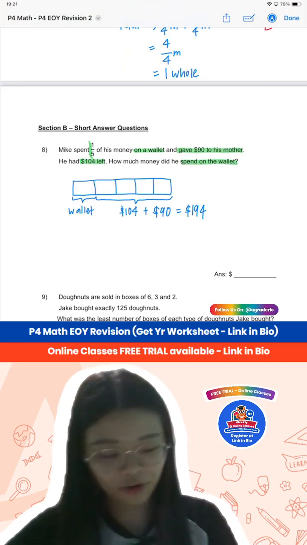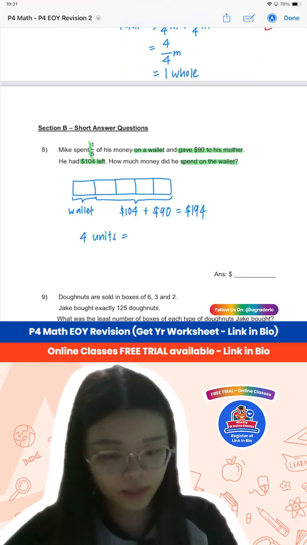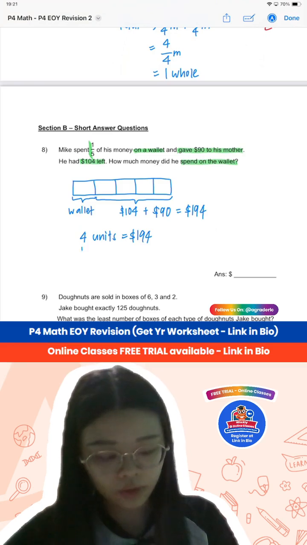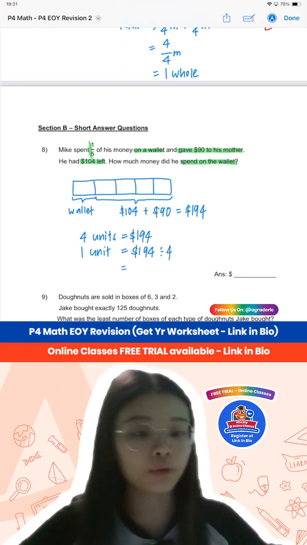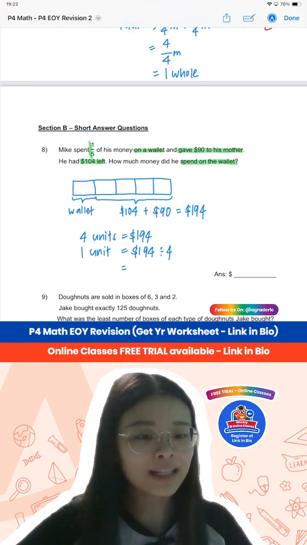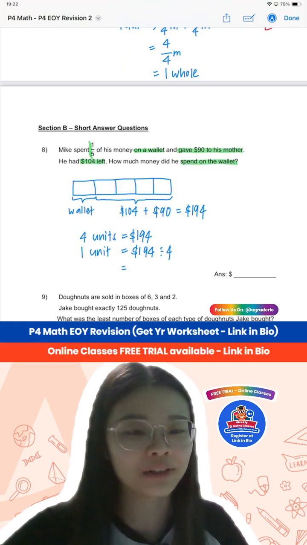Divide by 4. Yes. Okay, so I now know 4 units is 194. So 1 unit, I divide by 4. 194 divided by 4. And this is where most of you wrote the correct answer. And some of you wrote $48.60, but I believe the 60 cent is just a typo error.